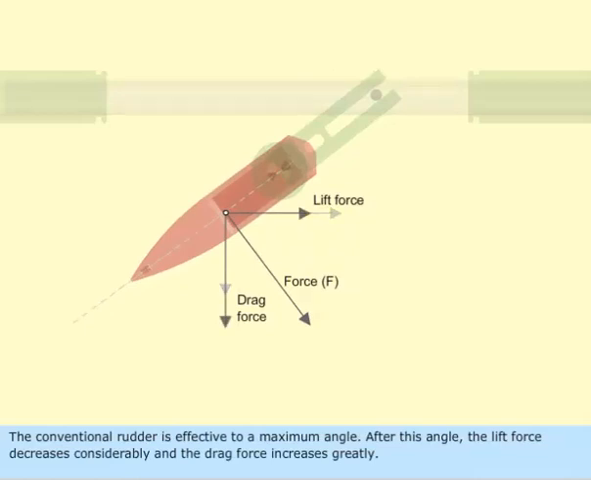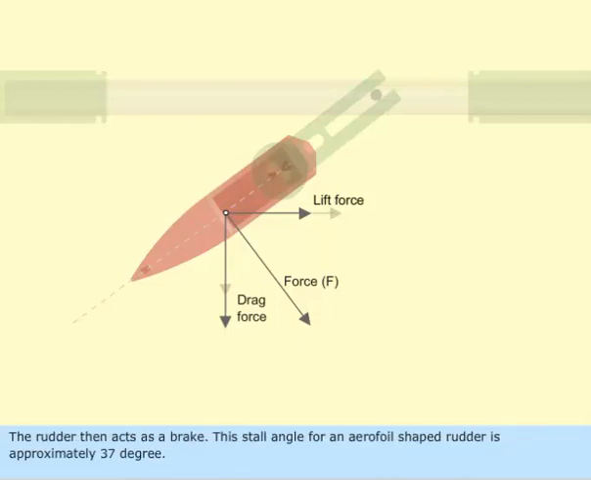The conventional rudder is effective to a maximum angle. After this angle, the lift force decreases considerably and the drag force increases greatly. The rudder then acts as a brake. This stall angle for an aerofoil-shaped rudder is approximately 37 degrees.